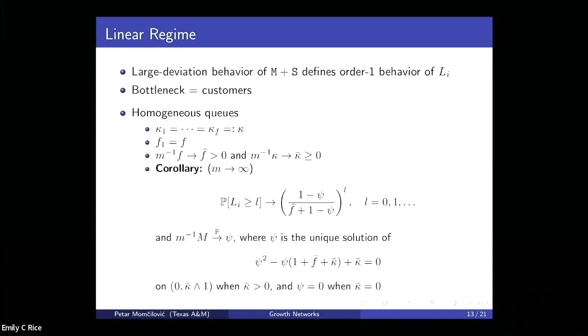And now this is just a special case. If all the queues are the same, then the distribution of the queues is geometric. But in order to find the parameter of this geometric distribution, we have to solve this quadratic equation. This quadratic equation is what stays out when you solve this large deviation thing. Even in this homogeneous case, it's not obvious how this comes out.